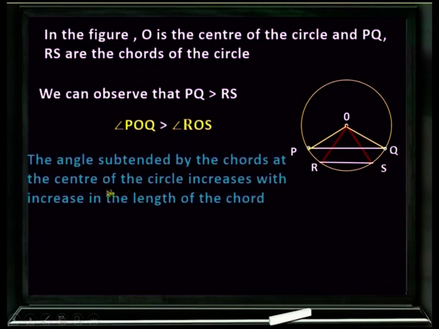So what we can say is that the angle subtended by the chords at the center of the circle increases with the increase in the length of the chord. That means if the length of the chord increases, the angle also increases. If the length of the chord decreases, the angle also decreases.